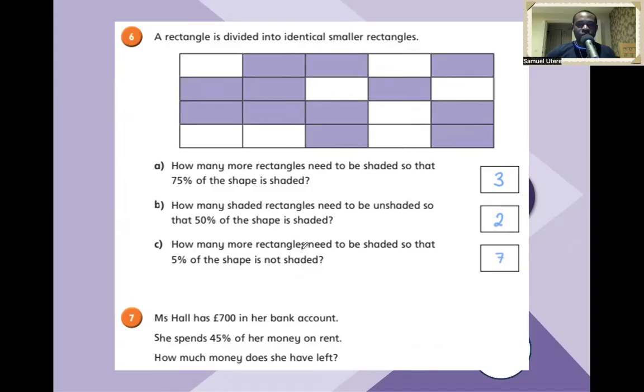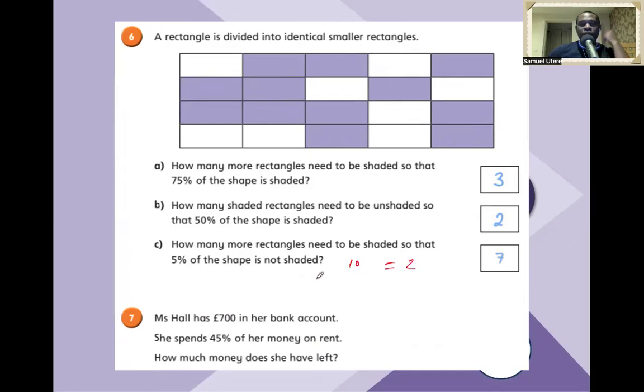This one, how many more rectangles need to be shaded so that 5% of the shape is not shaded? It means we need 95%. 10% of 20 is 1/10, which means 20 divided by 10. Remember, to find 1/10, you need to divide by 10. So 20 divided by 10 is 2.